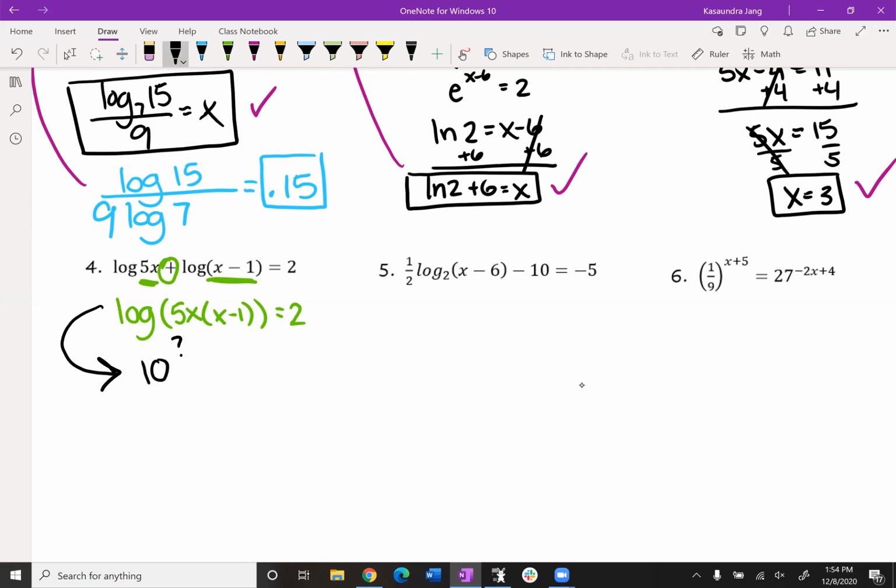10, so it's 5x times x minus 1 equals 10 squared. Equals 10 squared. Yeah, oh, totally. So the exponent is that 2 right there. Whatever's on the other side of the equation from my logarithm is the exponent. So this guy, the 2, was on the other side of the equation. So that's my exponent. And you said it equaled what again?